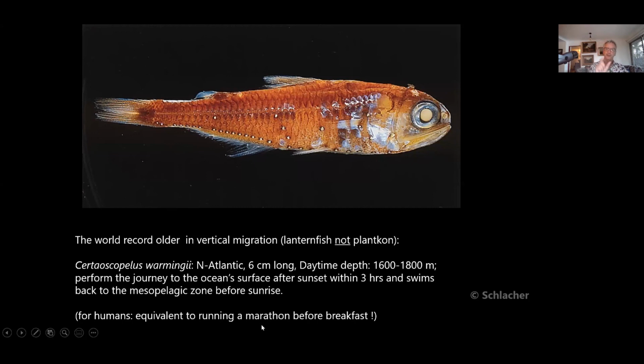So this particular small fish basically holds the record. It's about 6 centimeters long, not very large. And it sits around 1,600 to 1,800 meters. And every night, basically, it goes almost to the bottom of the epipelagic zone and then down again. So it's about a 3-kilometer round trip. If we scale that up to our body size, it would mean we run a marathon every day just before breakfast. So the predation pressure, the evolutionary pressure to do that, must have been quite extraordinary.